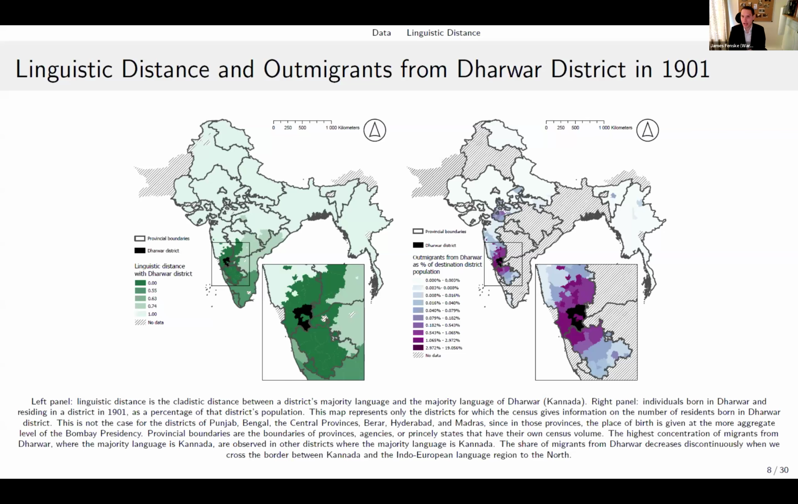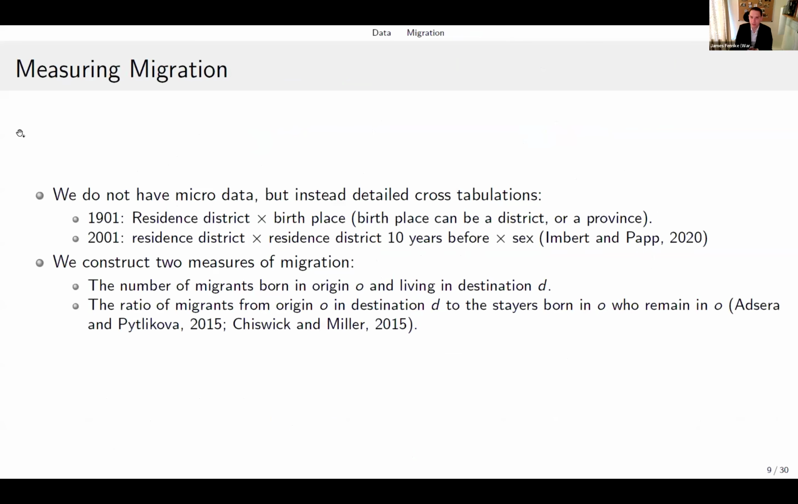You'll also notice in gray, we've got way more data on language than we do on migration. This is a bit of a frustrating feature of the colonial census. It's not going to be one of the 2001 data. So let's say a little bit about the migration data.